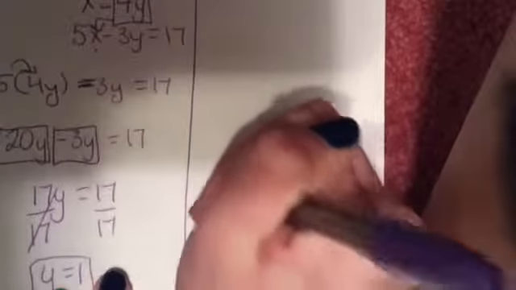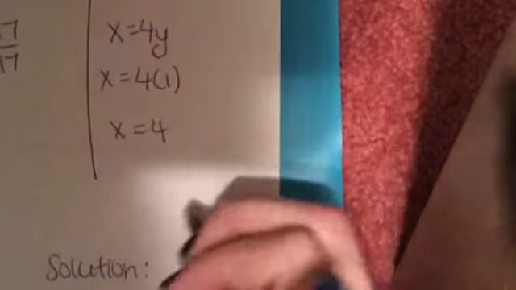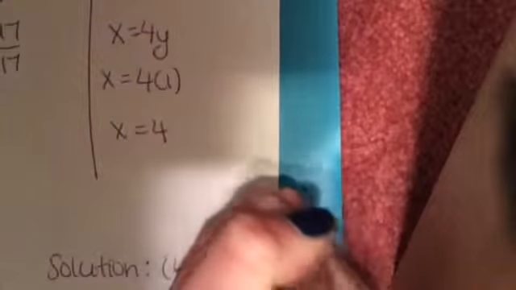So then you got what y equals. Now you have to figure out what x equals. So all you have to do is plug it in. Rewrite the first equation, and then plug in what y equals: 4 times 1. x = 4. And then your solution is (4, 1).